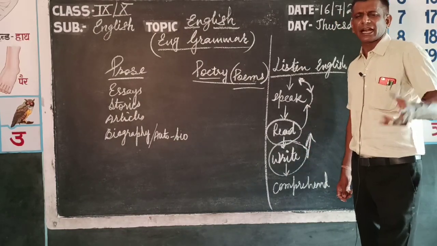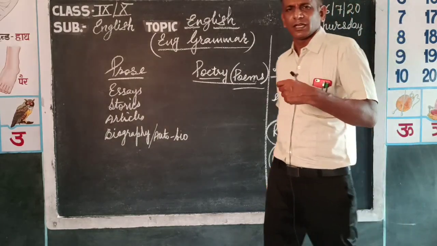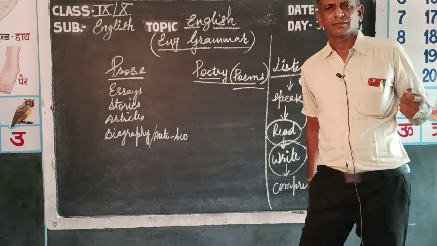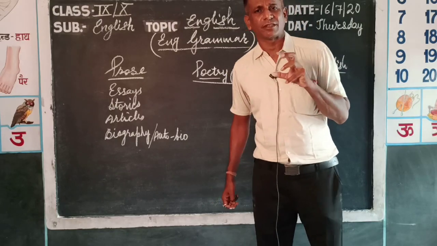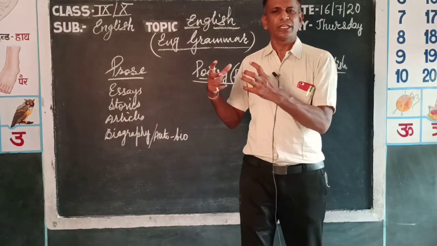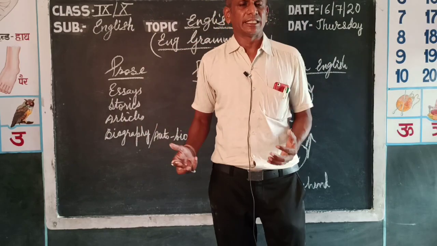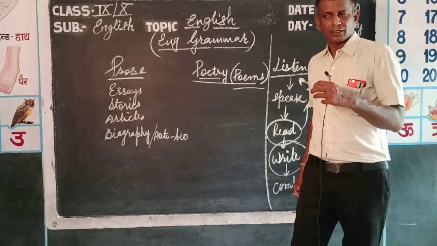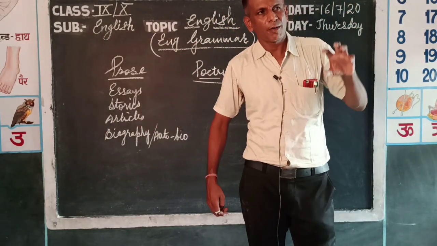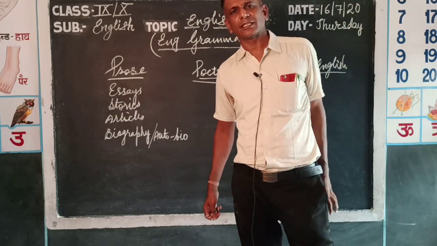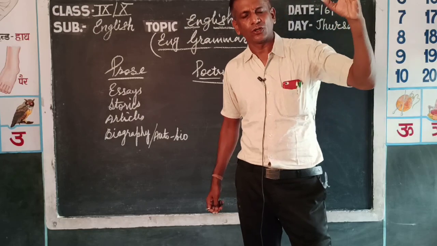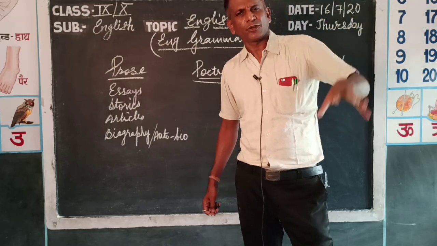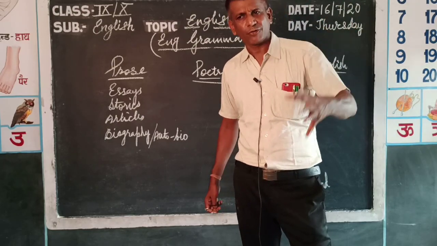Then do some writing practice. Writing does not mean writing alphabets. Writing means doing some composition. You write about yourself in English. You write about your city in English. You write about your favorite things. You write about your ideal person. Daily write a few lines on a topic of your choice. Write about your favorite things.